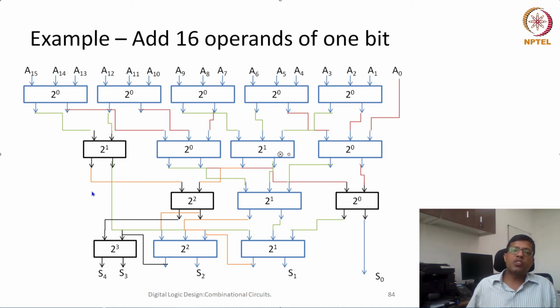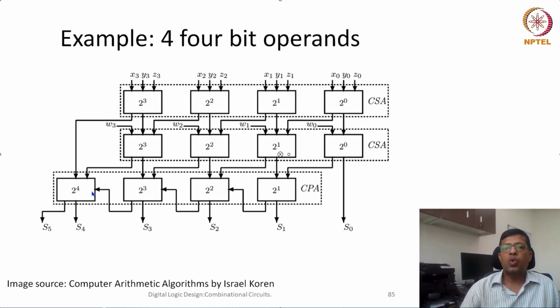So let's try to see one more example. In this example, we'll use 4 operands of 4 bits each. This particular example has been taken from the book Computer Arithmetic Algorithms by Koren. So I'm directly explaining the example. The method is very similar.